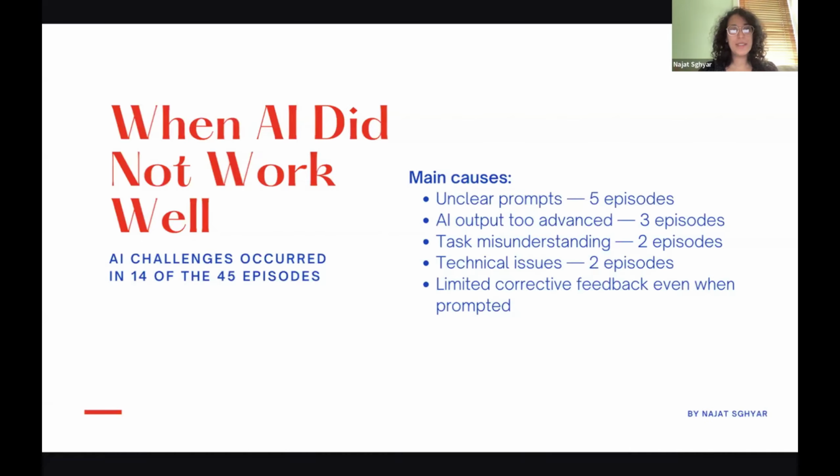Okay, so when didn't AI work well? There were a couple of challenges, usually with unclear prompts, when the output was too advanced, when there was a misunderstanding of the task, and some technical issues, usually when switching from one language to another. And of course, the AI could not provide corrective feedback to the students, even when prompted.